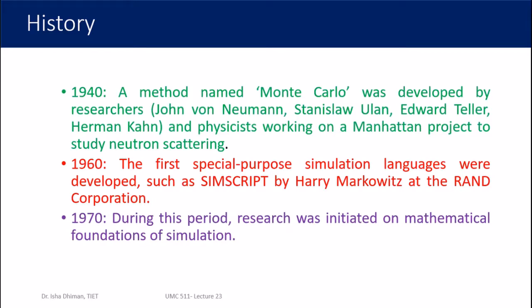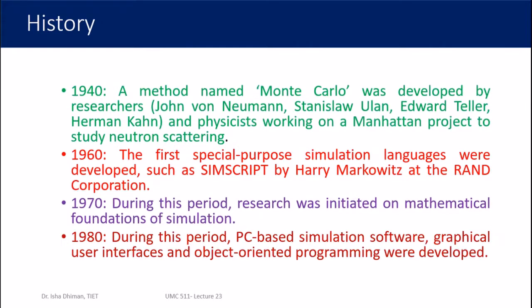In 1970, mathematical foundations of simulation were much stronger. In 1980, PC-based simulation software. So it's something like gaming, you can see. The games which you are playing on your computers are all PC-based simulations. Graphical user interface. These are the things I was talking about on the previous slide, where you have a visualization of the things happening. So there's a graphical user interface involved, and object-oriented programming was developed.